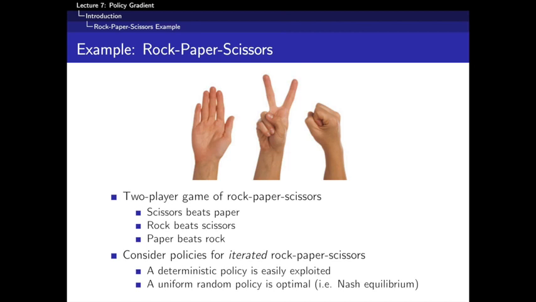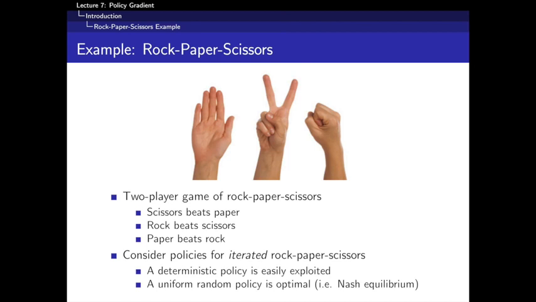So the first example is rock, paper, scissors, or Rochambeau, or it has lots of different names depending where you're from and how you play this. It's just the game where you show paper, scissors, or stone, and scissors beats paper, rock beats scissors, paper beats rock. You probably know this, but if you were to play this deterministically, any deterministic strategy is very easily exploited. If I always play rock, you'll very quickly figure out that you should just play paper, and I'll lose every single time.